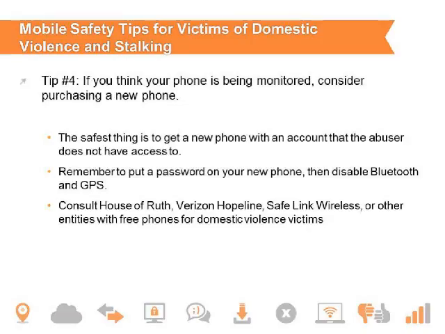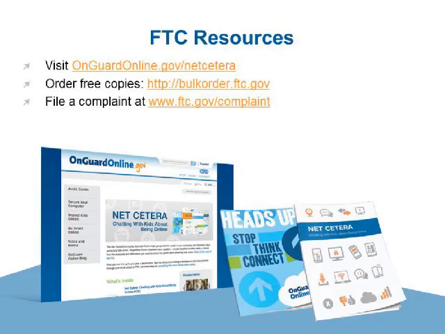So while you can check for certain things, whether certain apps are on your phone and whether you're being tracked on your phone to a certain extent, the safest thing we say is to get a new phone with a new carrier that the abuser did not have access to and does not have access to.